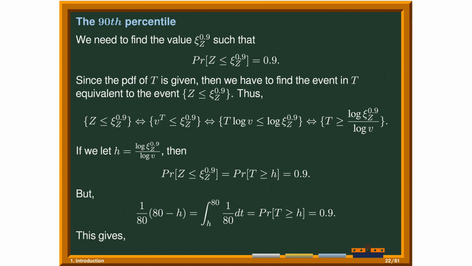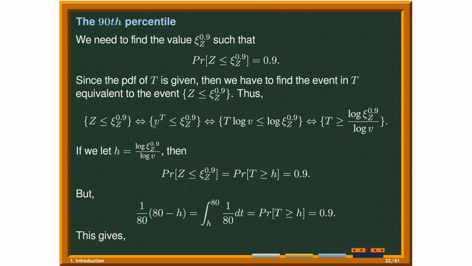Okay? So what we can do, since we do not know what the distribution of z is, we will convert to our random variable t, since the PDF is given. So the first step is to determine, what we want is to get the probability of this event, right? So we would like to determine the event in t that is equivalent to this event. And this is done in the following way.